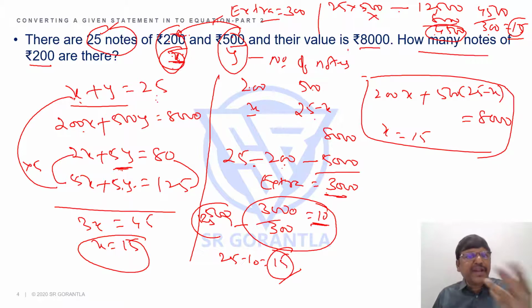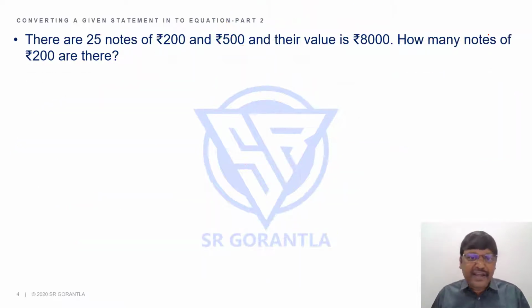The third method, I am telling you in two ways: taking all to be 200 or all to be 500. Anything is okay. Right? Okay, students, let's take one more similar example. This time I expect you to say quickly, right?